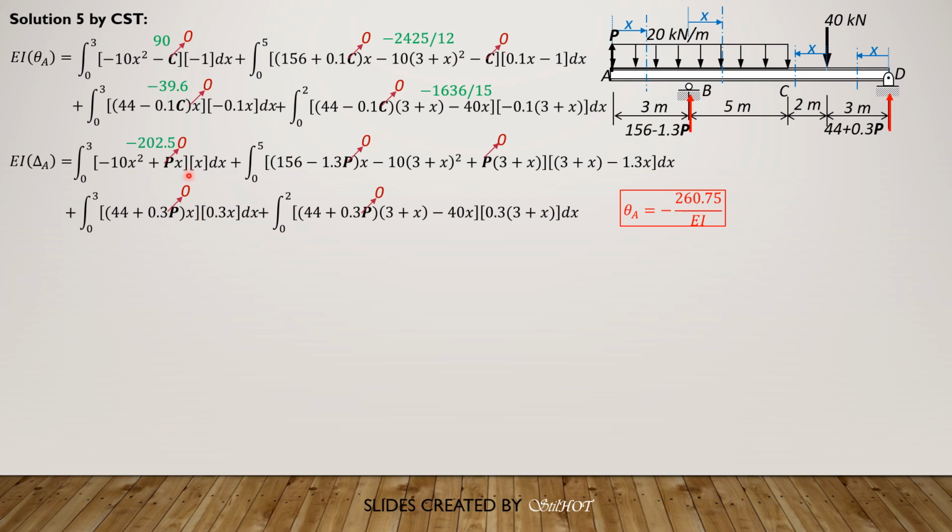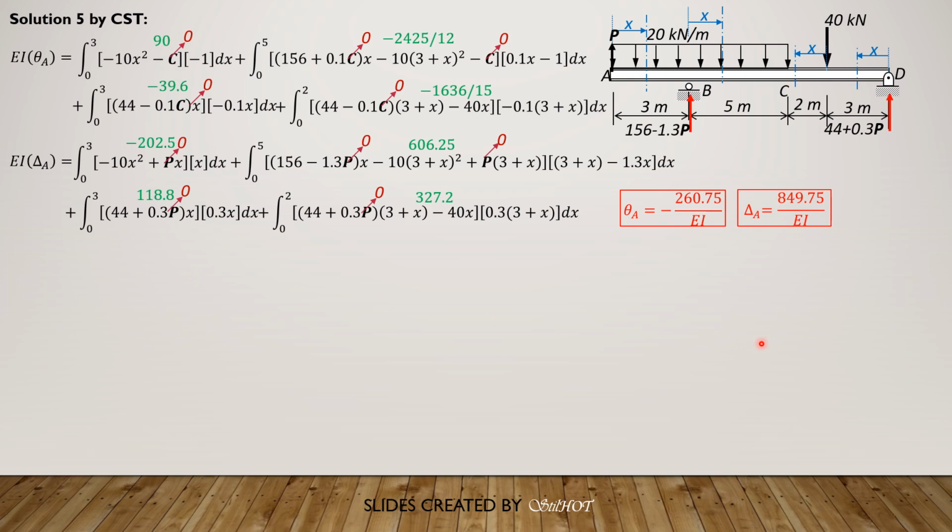So the first integral would be same as that of virtual work method, so negative 202.5. The second integral is 606.25. The third integral is 118.8. The fourth integral is 327.2. So combining, delta A is equal to 849.75 over EI.